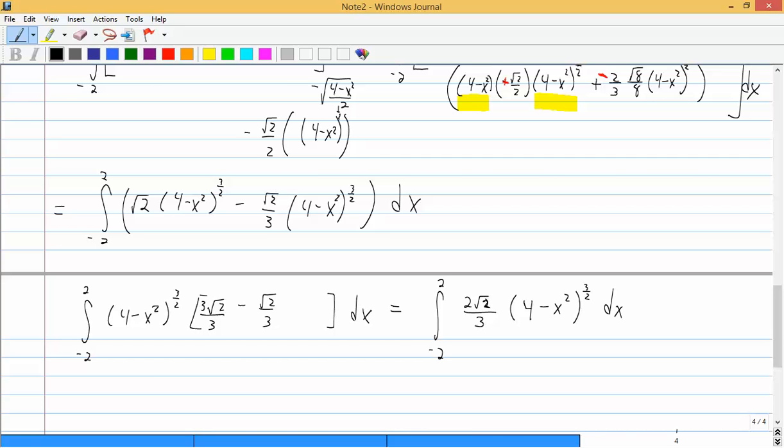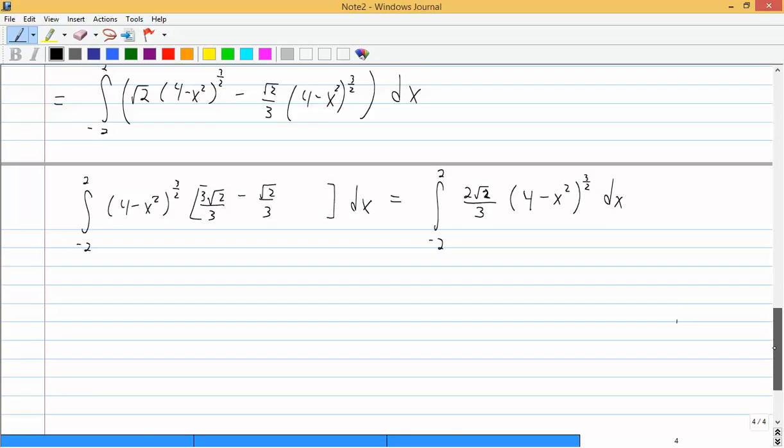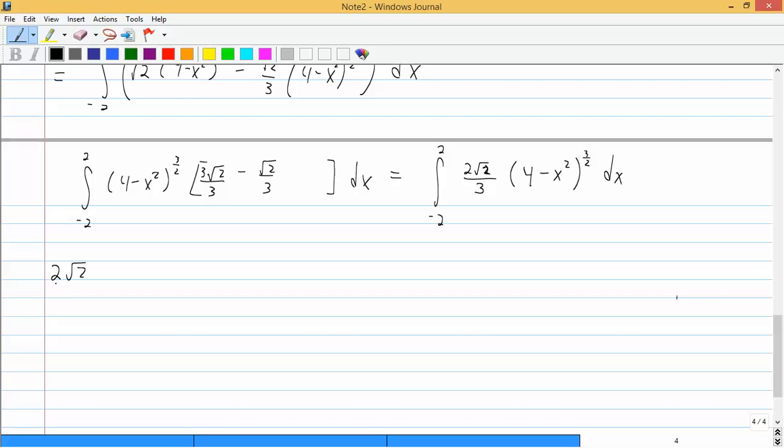So now we need to integrate this. That's a constant, so you can factor that out: 2 square root of 2 over 3 times the integral from negative 2 to 2 of (4 minus x squared) to the 3 halves. More than likely you don't remember how to do that integral unless you have been practicing your integrals from calculus 2, because this is one where we have to use a trig substitution.